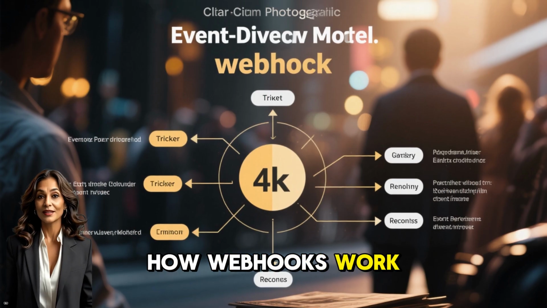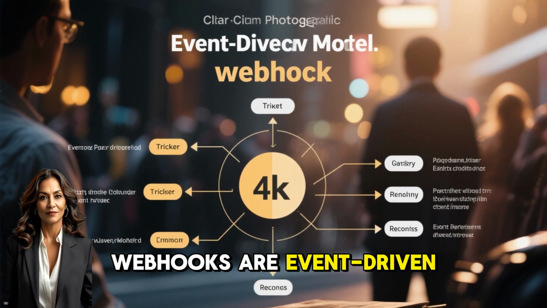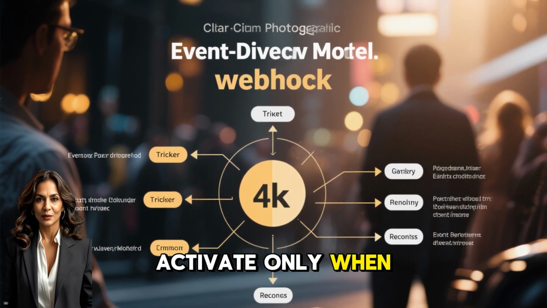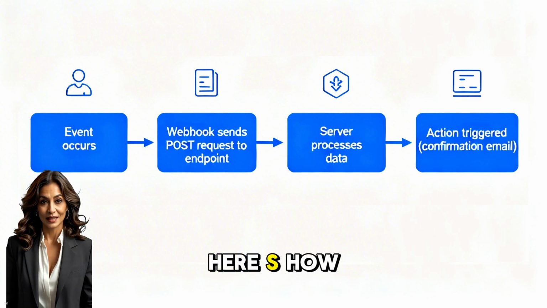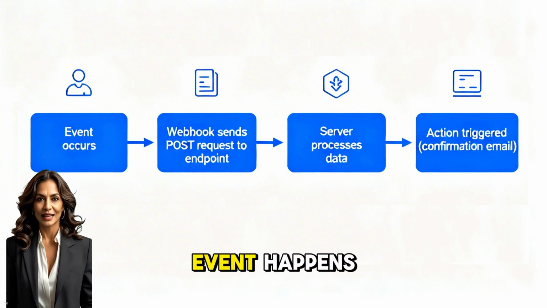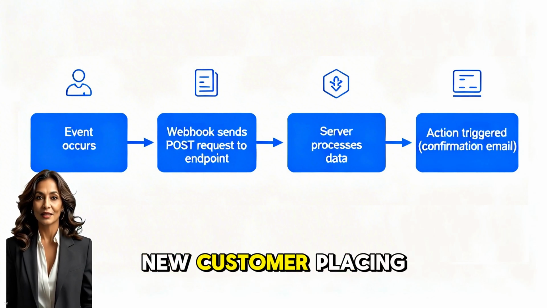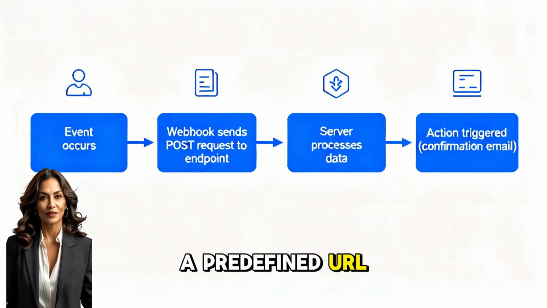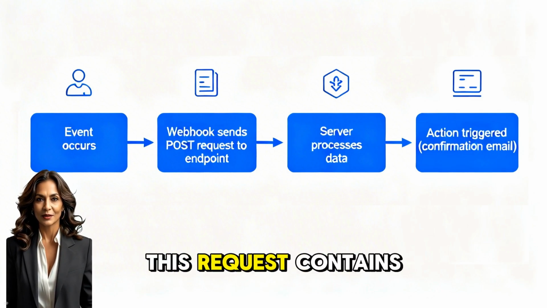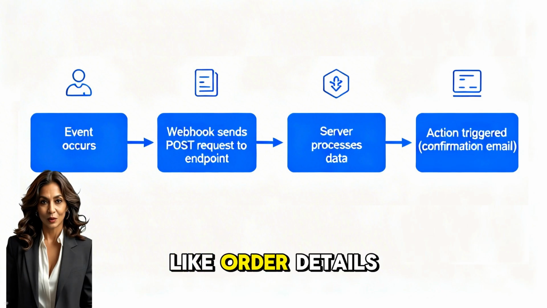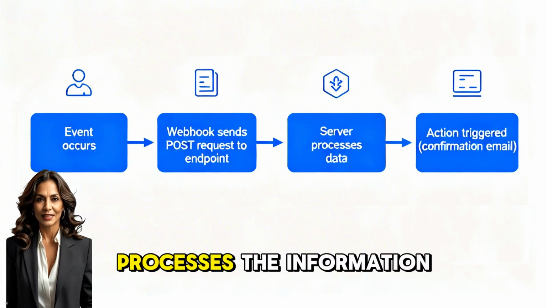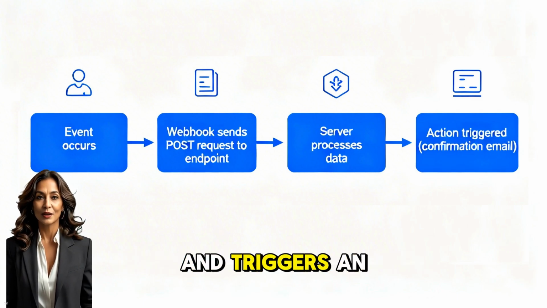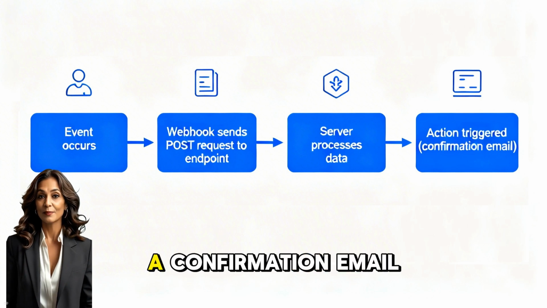How webhooks work? Event-driven model. Webhooks are event-driven. That means they activate only when a specific event occurs. Here's how the process works. First, an event happens, such as a new customer placing an order. Second, the system sends a POST request to a predefined URL, often called an endpoint. This request contains relevant data, like order details. Third, the receiving server processes the information and triggers an action, such as sending a confirmation email.